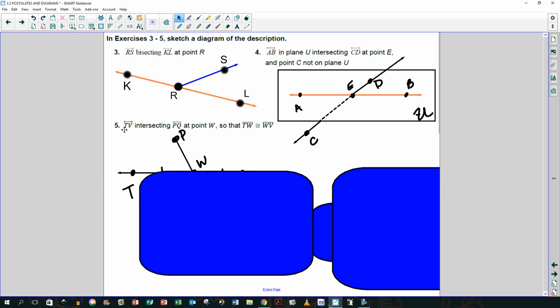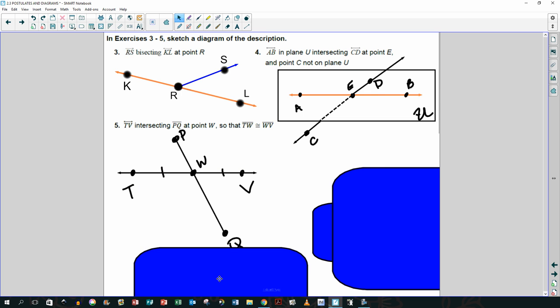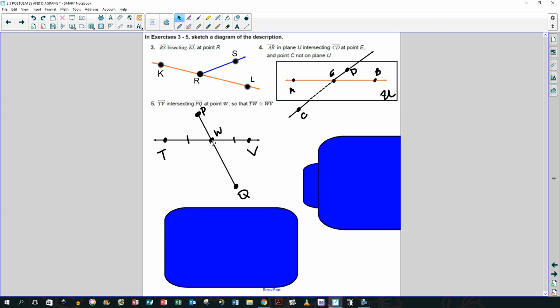Now I have a line that's intersecting a segment at a point, and the pieces of the segment are congruent. That means that W is a midpoint. For TW and WV to be congruent, W has to be a midpoint, and that segment just goes through there. It doesn't matter which direction it's pointing.